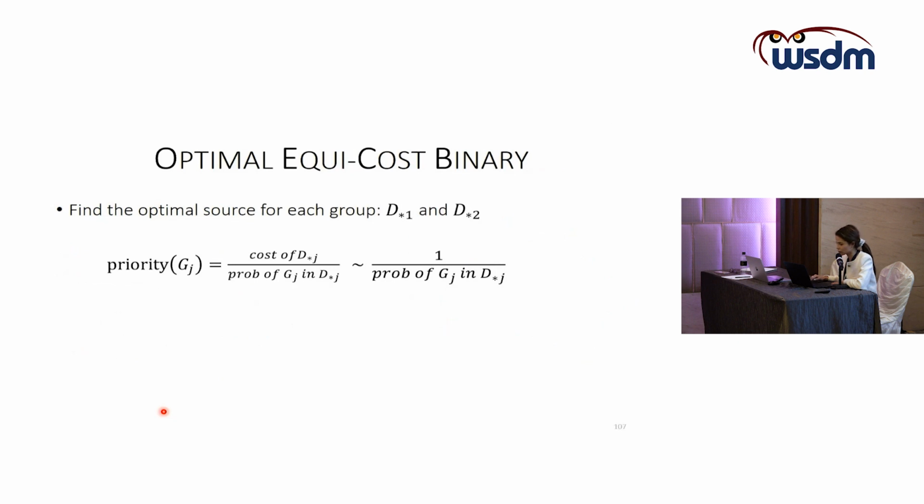So just to give you a very small example, remember that the priority was the expected cost of obtaining samples from a group if its corresponding best source is selected. So that means the cost of the best source divided by the probability of the group in the best source. And because the cost is equal for all data sources in this problem setting, we're basically going after the minority group.